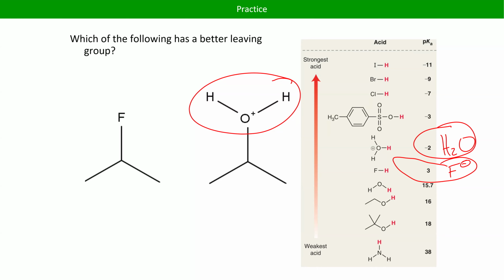What this means is we can actually control how good of a leaving group some of these are just by controlling the pH. If we put it under acidic enough conditions so that we can protonate an OH group, we can make it go from a pKa of 15.7 to a pKa of -2. So under basic conditions, alcohols are really bad leaving groups. OHs are really bad leaving groups. Under acidic conditions, we can make them good leaving groups.